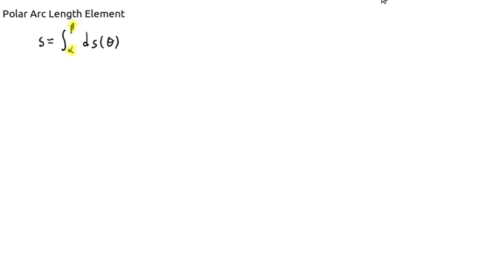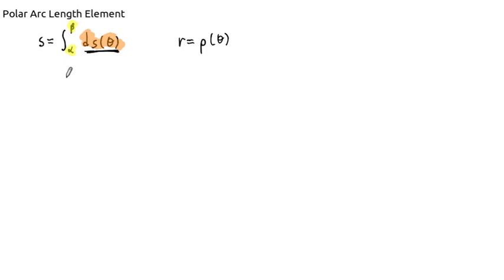But the real big thing here is that we need to find a formula for this that we can actually work with. So this is our goal now, to try to find a formula for the arc length element. And remember, in this scenario, we're assuming we have a polar function. So r is equal to some function rho of theta. And we want to try to find the arc length element of this.